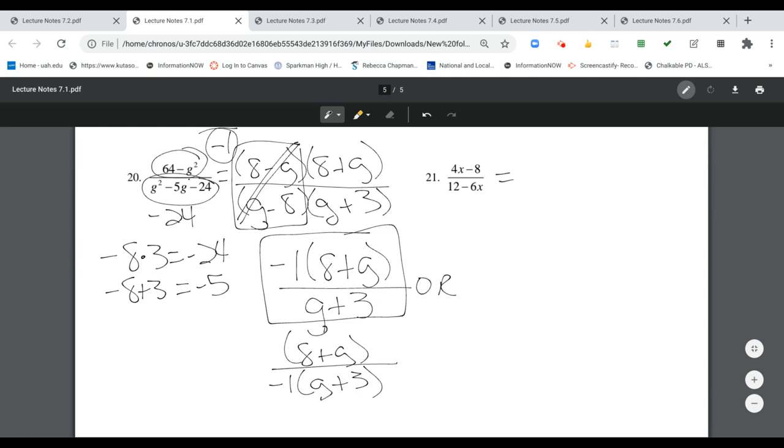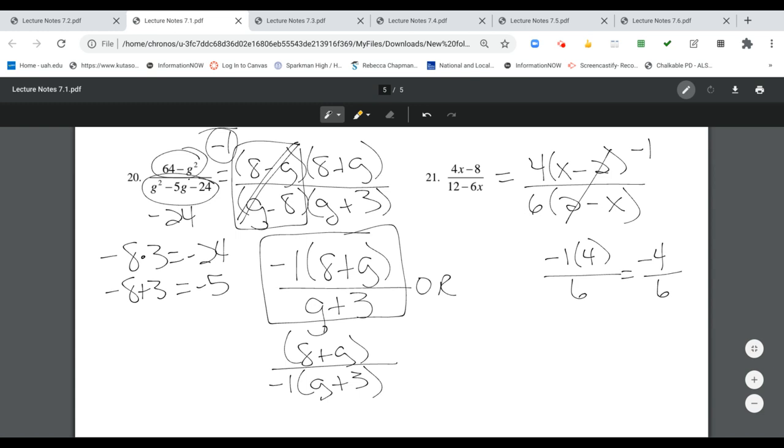So at number 21, we're going to go ahead and factor out the common factor 4 in the numerator. So that's x minus 2. In the bottom, we're going to take out the 6, and that leaves me with 2 minus x. Now, these are opposites, so I end up with negative 1 times 4 on top of 6. So that's negative 4 over 6, which would end up being negative 2/3 as a final answer.